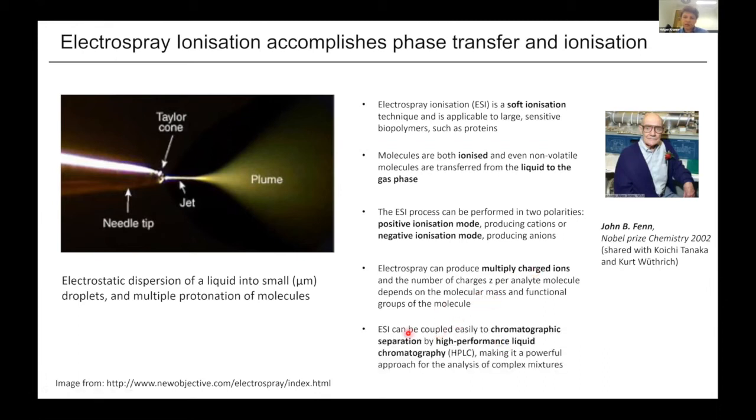And one of the real strengths of the electrospray ionization approach is the fact that it can be coupled directly with methods that allow you to separate molecules in the liquid phase. So high performance liquid chromatography couples extremely well and therefore makes the combined HPLC electrospray ionization approach very powerful for the analysis of complex mixtures. And that's really what enabled the inception of mass spectrometry-based proteomics.